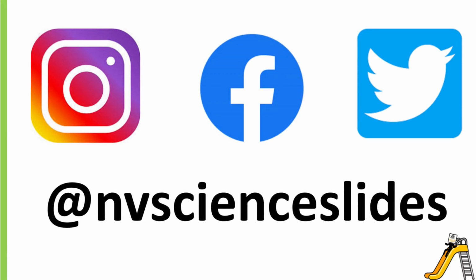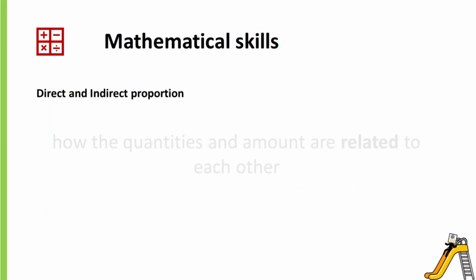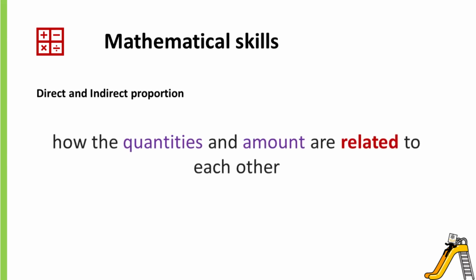Now let's get into this video. To get you started on direct and indirect proportion, we first need to understand what proportion is. Proportion is basically how quantities or amounts are related to each other. And to make this explanation clearer for you, I'll be using X and Y moving on in this video.